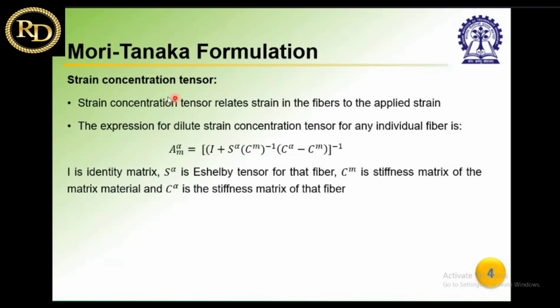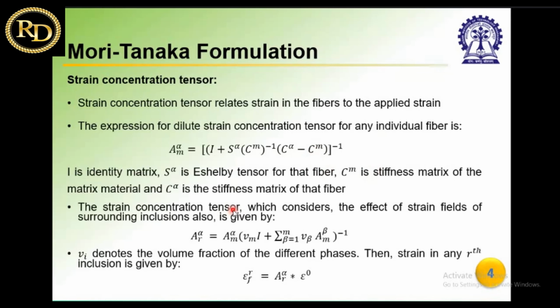Okay. So the strain concentration tensor relates the strain in the fiber to the applied strain. If there is a single inclusion in the matrix, then that strain concentration tensor is known as the dilute strain concentration tensor. For any individual fiber, it is given by this expression, where I is the identity matrix, S is the Eshelby tensor, Cm is the stiffness matrix of the matrix material, and C alpha is the stiffness matrix of the individual fiber.